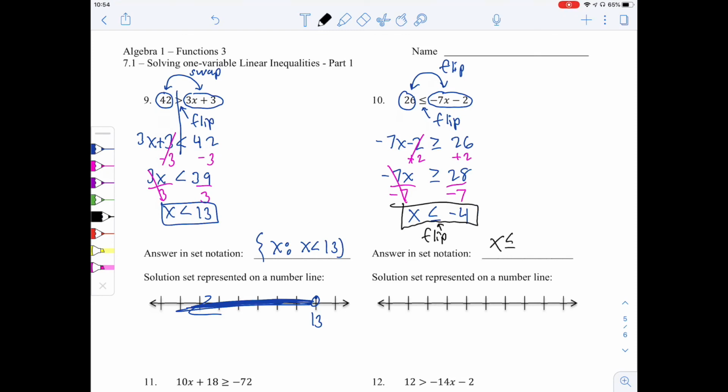So x is less than or equal to, that's right, set notation. So x such that x is less than or equal to negative 4. And then we start at negative 4, less than or equal to, so we make a solid closed circle, less than is to the left. So same steps as solving equations, only difference is we flip our middle symbol here, our inequalities. Whenever we divide by a negative, we have to flip the inequality.